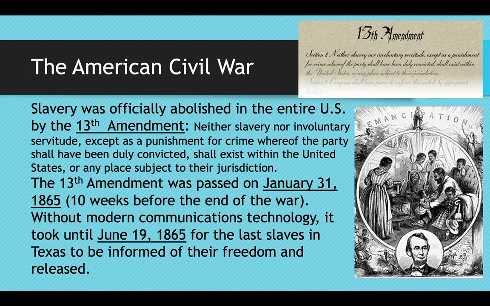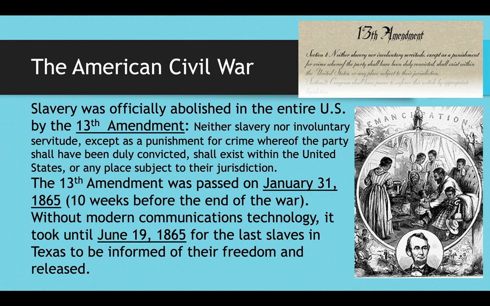And this is a huge amendment, because the 13th Amendment, after it was passed, meant that this system that had been such a huge part of the American economy and way of life for decades and decades was now over forever.